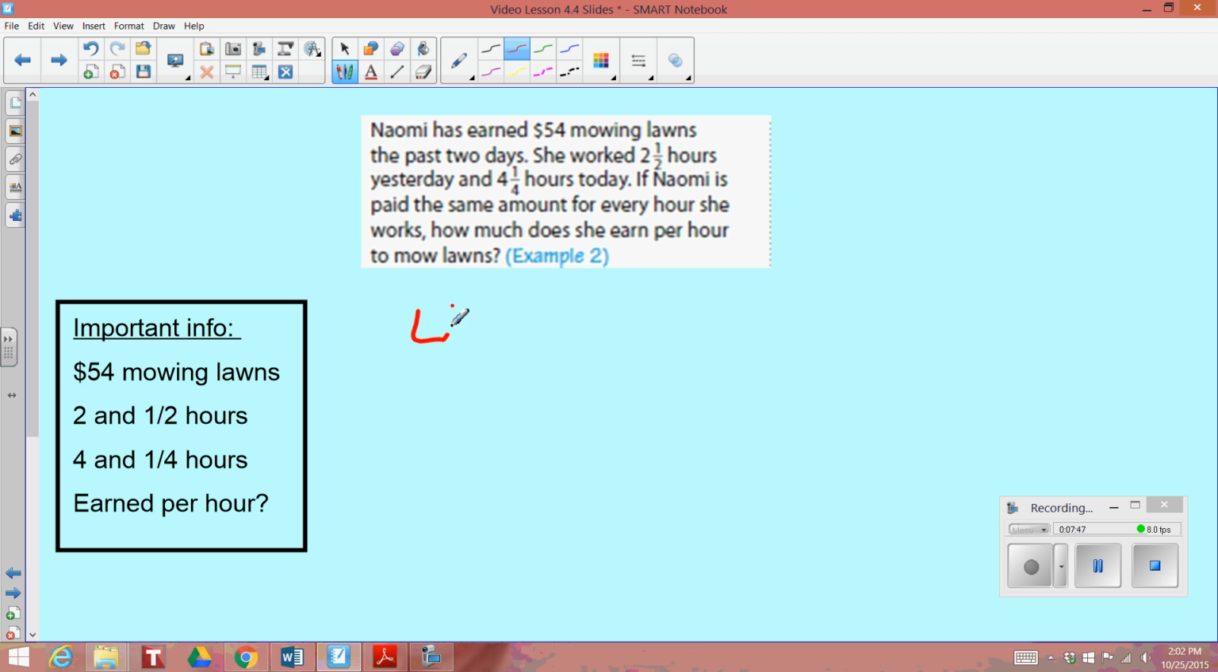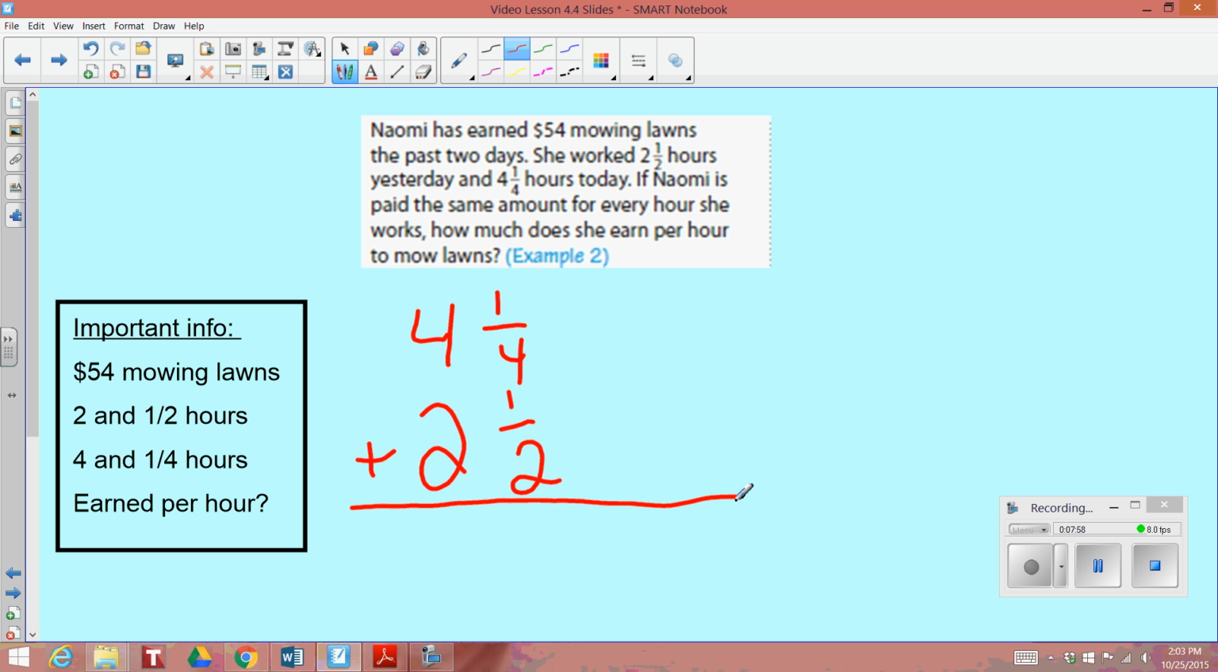So we can say, well, she worked 4 1/4 hours one day and 2 1/2 hours the next day. And I want to add these together. I notice 1/4 and 1/2 do not have the same denominator. In order to add them, they need to. But I also know that 1/4 and 1/2 have denominators that are common factors of a number. So I could probably look at my halves and make them into fourths. So 2 times 2 is 4, 1 times 2 is 2. So 1/2 is equivalent to 2/4.